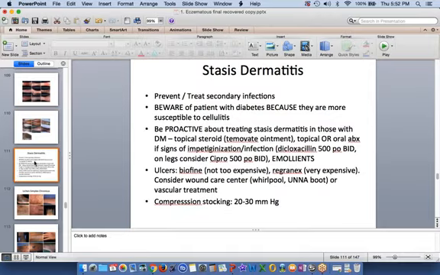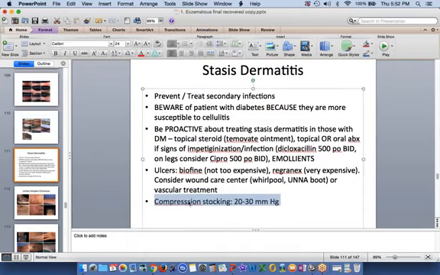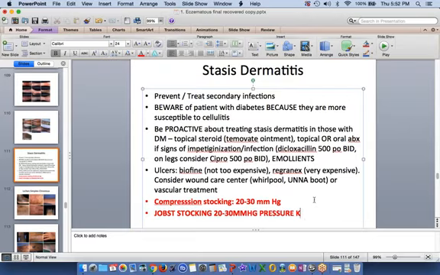The most important trick in treatment to prevent it from continuing is to use compression stockings. And you can give them a prescription for, and I'll write that down for you, Jobst. This is the way you write on the script: Jobst stocking, 20 to 30 millimeters of mercury pressure, knee high.